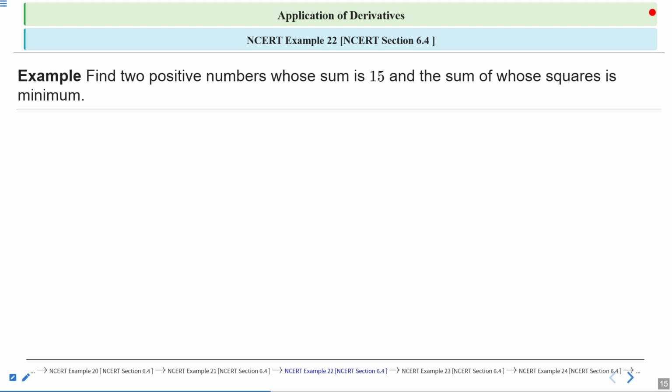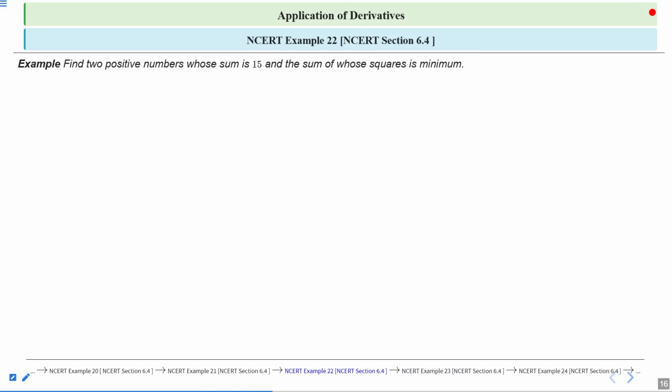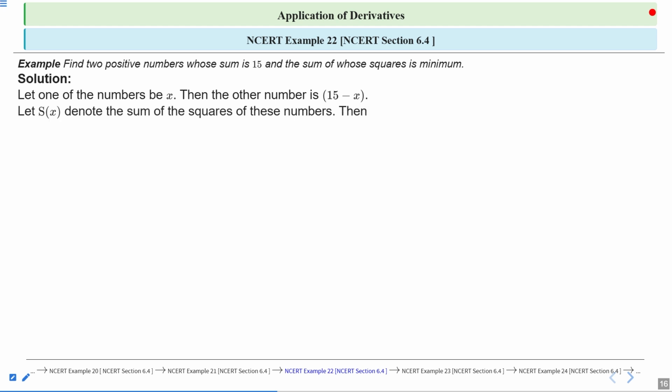Okay, let's discuss the solution part. We have to find two positive numbers whose sum is 15 and the sum of whose squares is minimum. Let one of the numbers be x, then the other number will be 15 minus x. Let S(x) denote the sum of the squares of these numbers.